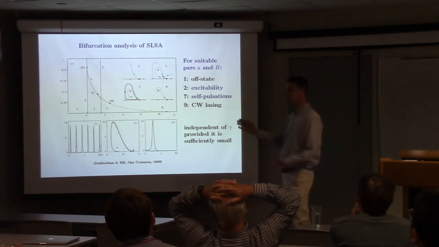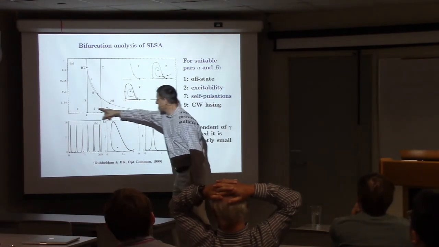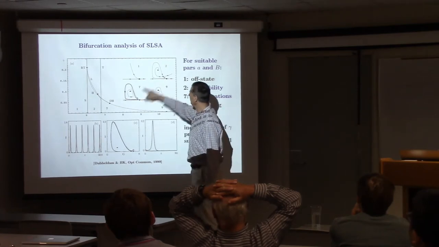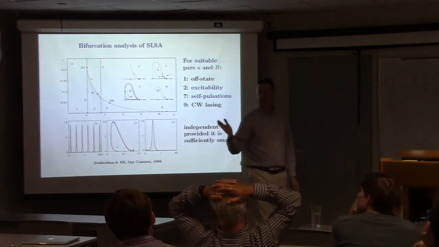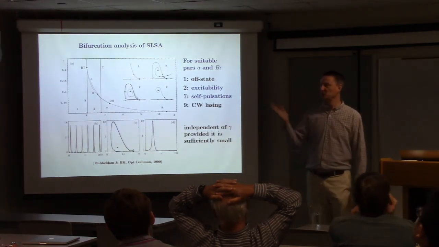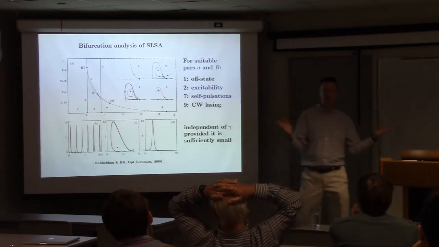So the laser can self-pulsate on its own, but before it does that, it's actually excitable, where you will notice that basically the shape of these things is the same. So the pulse you get when it is excitable is pretty much the same pulse you would get when it stops self-pulsating. It's just a matter of how much energy you put in.